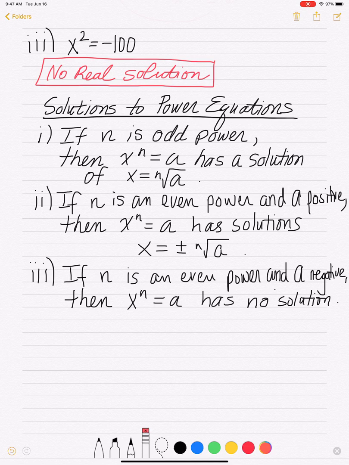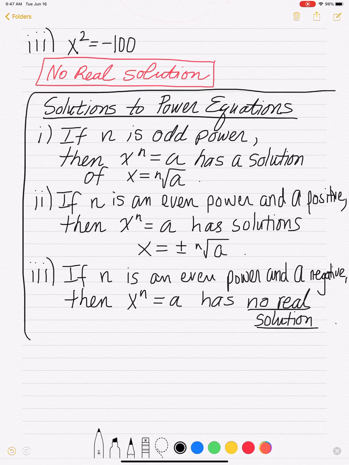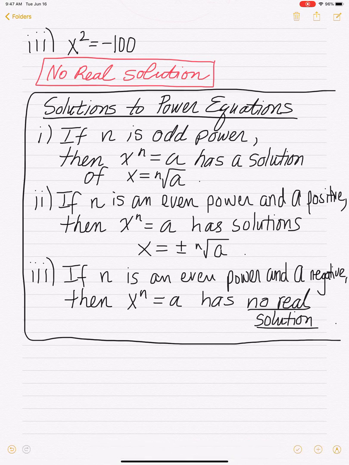And that's exactly like the situation in 3 above there when we had x squared equals negative 100, right? You can't square a number and get a negative. You can't square a real number and get a negative. I should say here no real solution. Not no solution, but no real solution. That's the correct way to say it. Yeah, so you can't raise a number to an even power and get a negative. All right, so 3 situations to be concerned with when you're solving power equations. You can get one solution, you can get 2 solutions, or you can get no real solution.